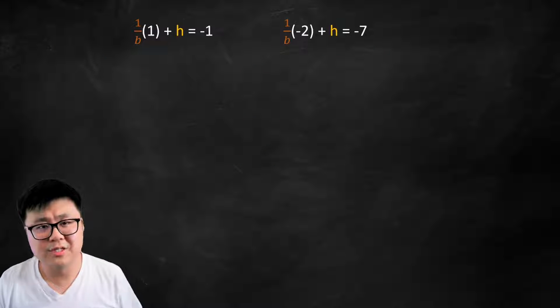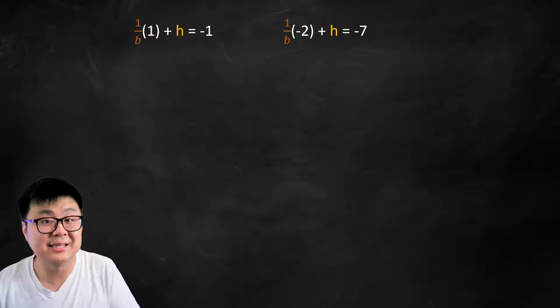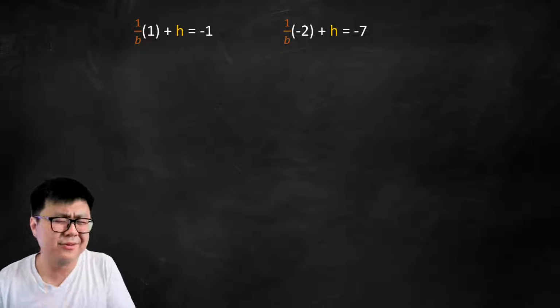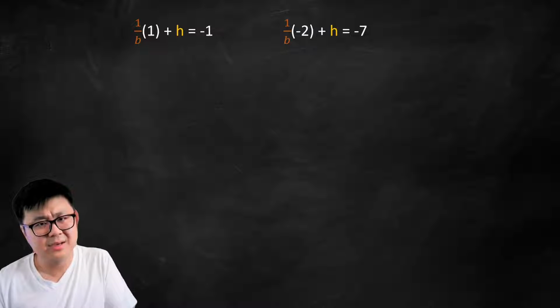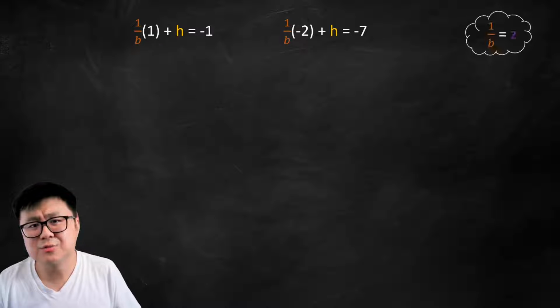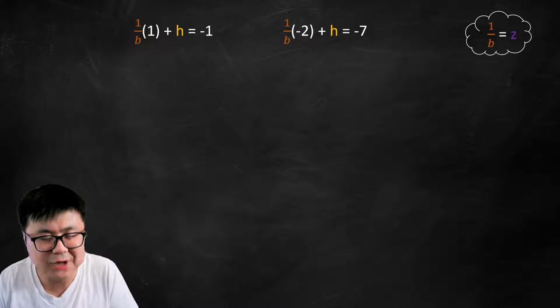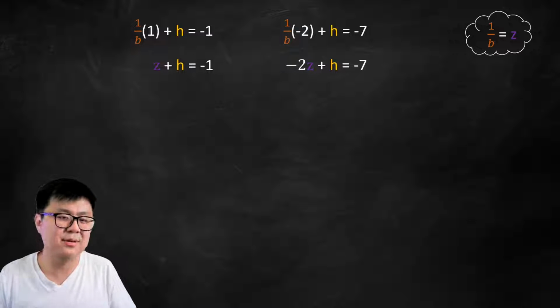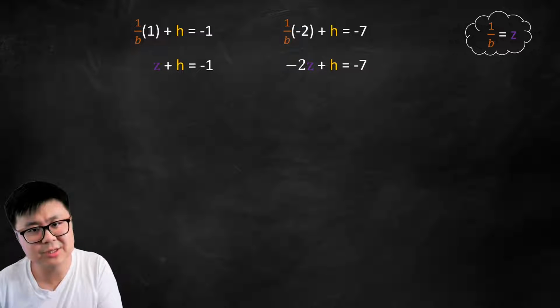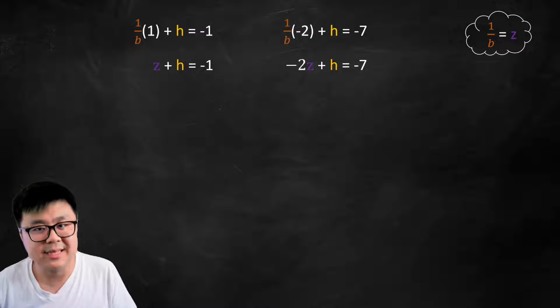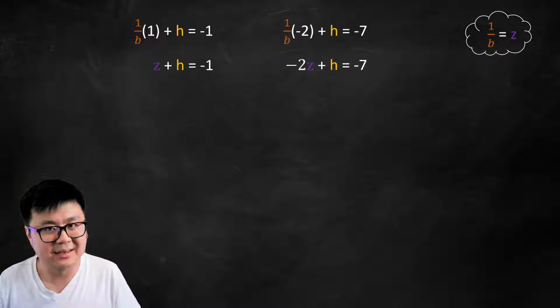Looking at my 2 equations here, we can set this up as a system of linear equations. Now, first thing is, if the 1 over b is giving you a bit of a problem because it's like a fraction, that's okay. We can actually just replace it with a letter. Let's say 1 over b is z. So our equation now gets cleaned up and it looks like z plus h equals -1 for my first equation and -2z plus h equals -7 for my second equation.